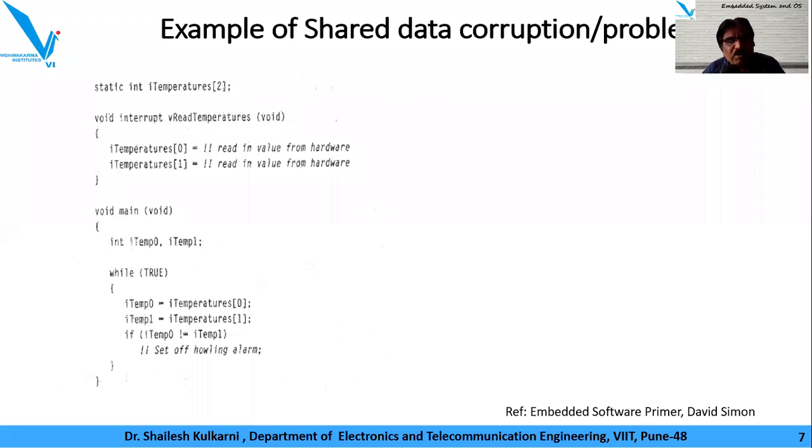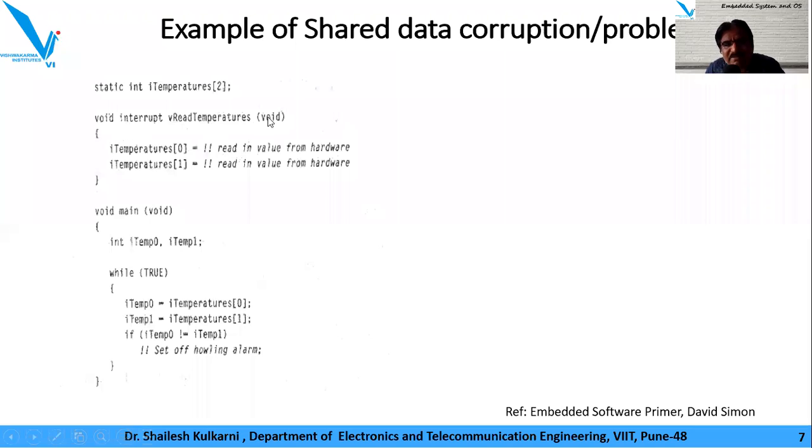So in this example which is being given, you can see there happen to be two tasks. One is the main task, which I'm writing here as the main application program, and the second is an interrupt service routine. This interrupt service routine reads the temperature from two channels, for example.